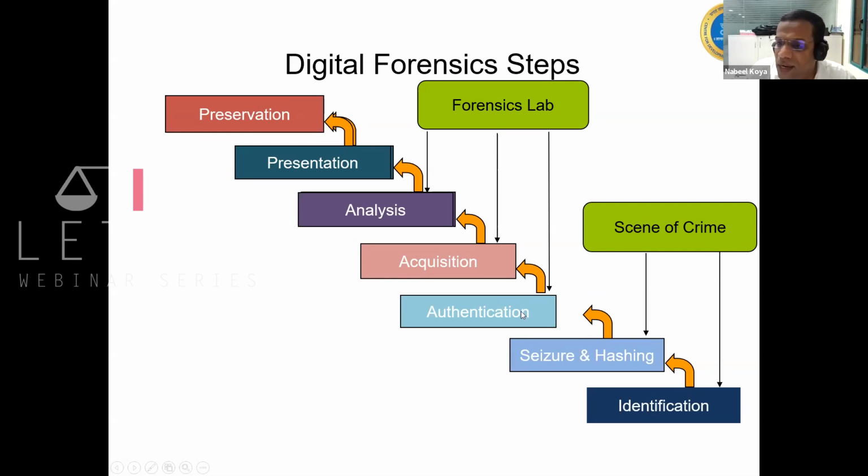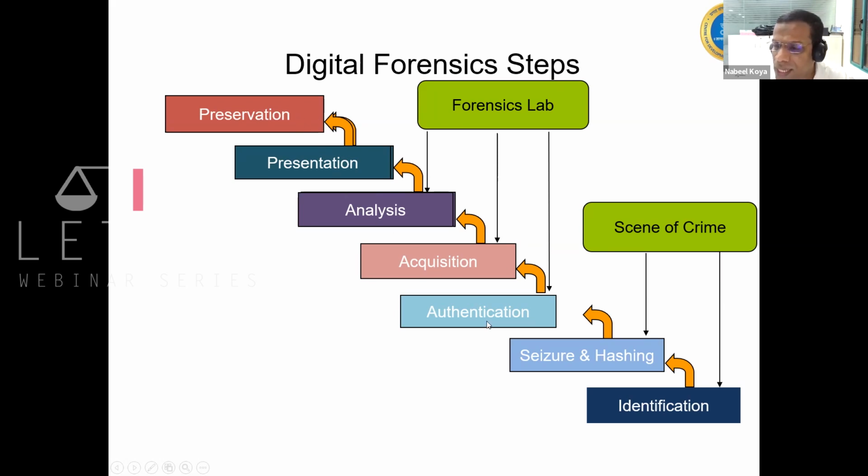Then, as per what we observe in Kerala, the case is forwarded to the forensic science laboratory. And at the forensic science laboratory, they need to ensure that the evidence hasn't been tampered with. Then they need to do the analysis. And finally, they need to present it before the court and preserve the evidence for a longer period of time.